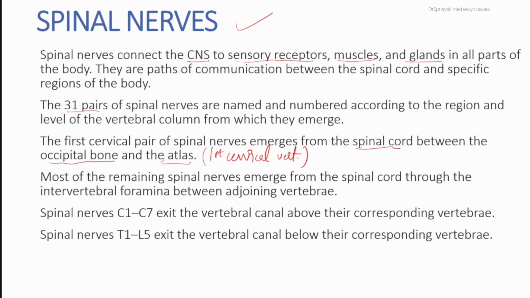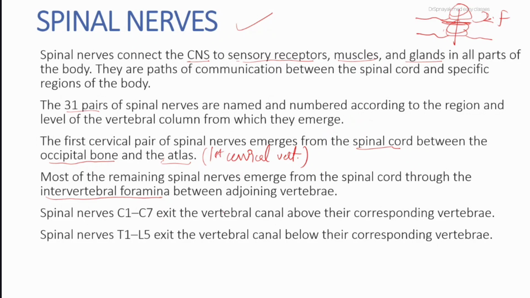Most of the remaining spinal nerves emerge from the spinal cord through the intervertebral foramina. Foramina means any opening. So intervertebral foramina refers to the opening between two vertebrae. This is the intervertebral foramina. From here, the spinal nerves emerge towards other parts of the body.